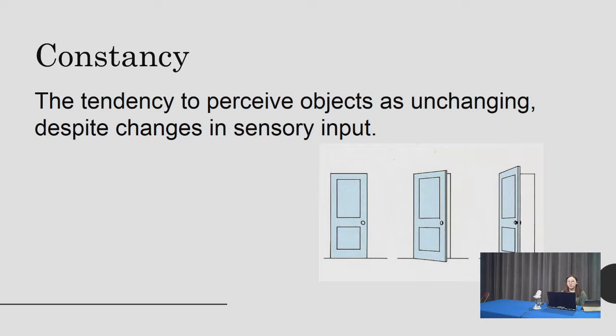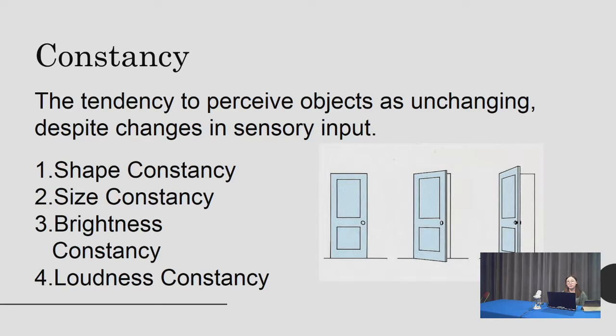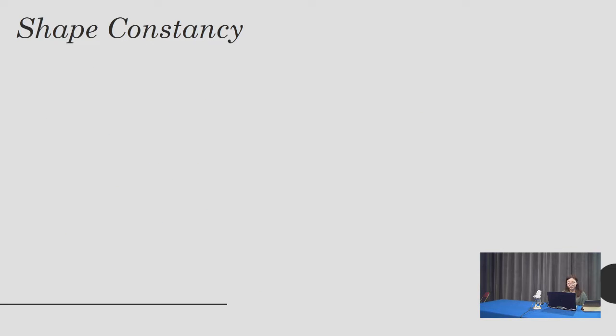Based on the different types of sensory input, we can also divide it into 4 types of constancy, which are shape constancy, size constancy, brightness, and loudness. Let's talk about the shape first.